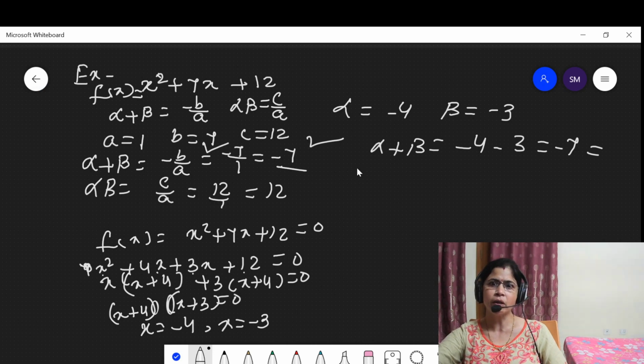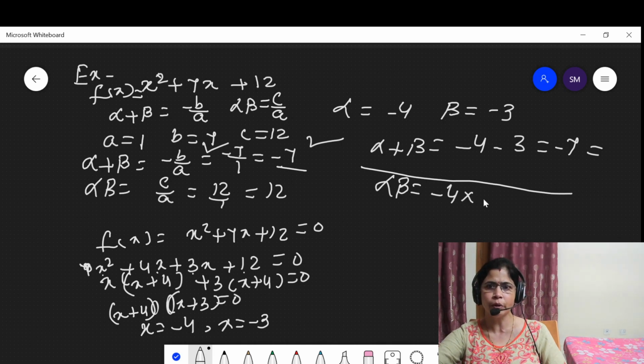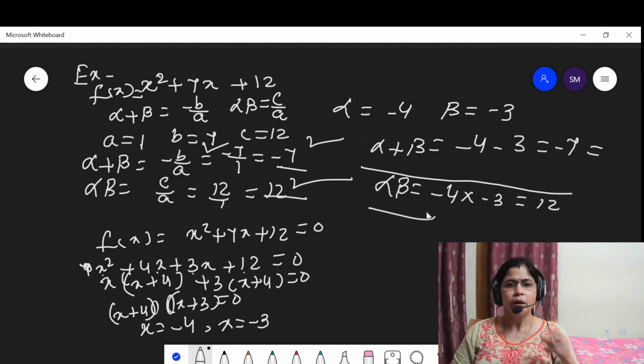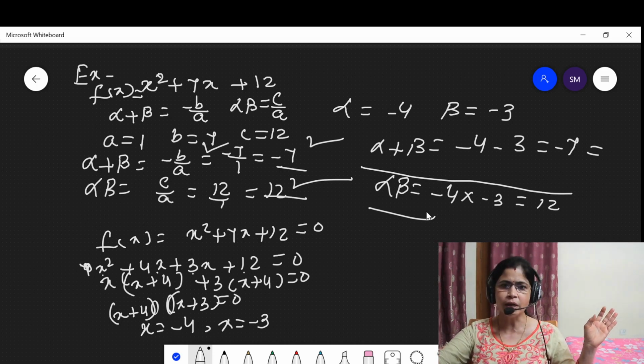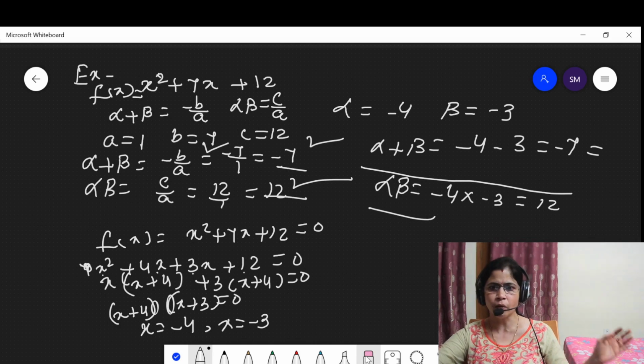We can verify this formula. Then let us find out alpha into beta. Alpha into beta is minus 4 into minus 3, which is equal to 12. Yes, we verified. Then we easily verify the relationship between alpha plus beta and alpha into beta. Now students, you must practice your worksheets.